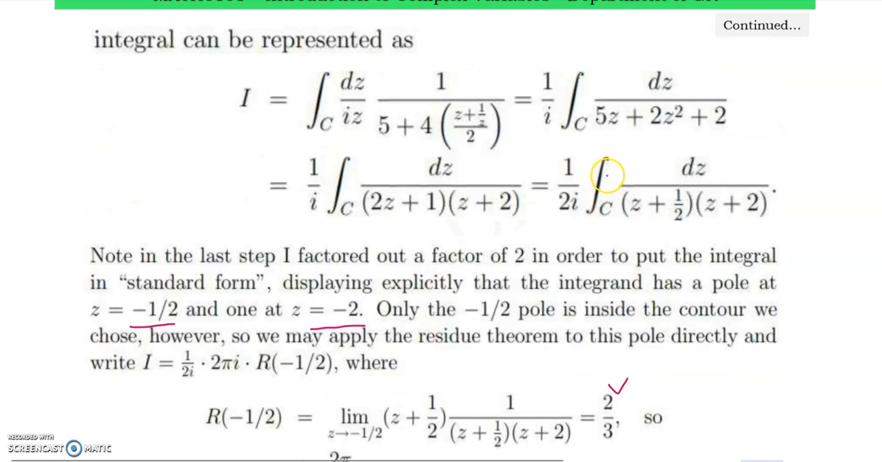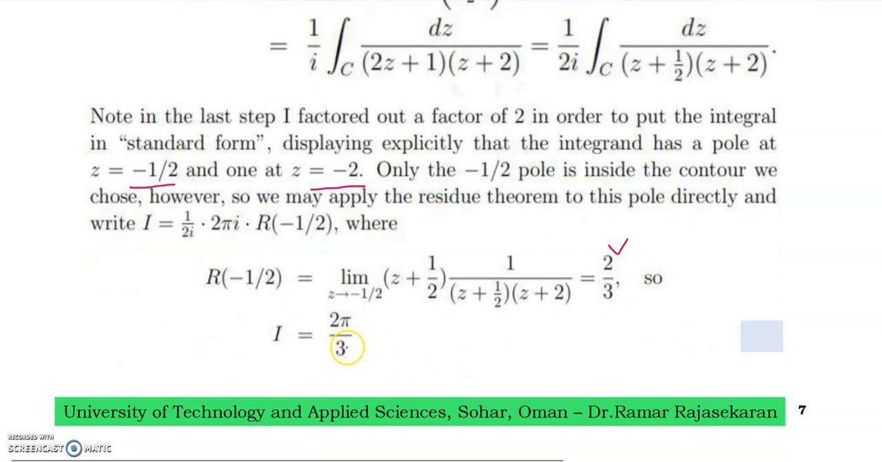After that, what do you do? What is the value of this integration? That is 2 pi i multiplied by 2 over 3, that is 4 pi i over 3. Then you multiply with 2i. Okay, so the i cancels, the 2 cancels. So this is the answer, 2 pi over 3.